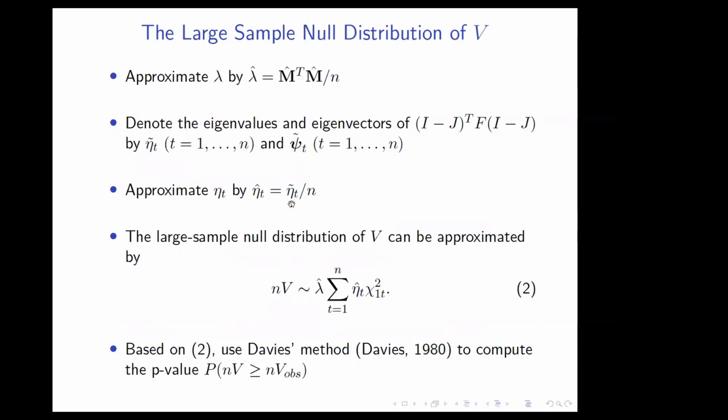We also need to estimate the unknown parameters in the null distribution in order to perform the test. Here we estimate lambda by the sample mean of the squared martingale residuals. To estimate the eigenvalues eta_t, we do an eigen decomposition of this matrix, (I minus J) transpose F (I minus J), and get its eigenvalues eta_t tilde. Then we can use eta_t tilde divided by n to estimate the eigenvalue eta_t. Then you plug the estimators into the null distribution, and you get a computable null distribution. Based on this, we can use Davies' method to compute the p-value.